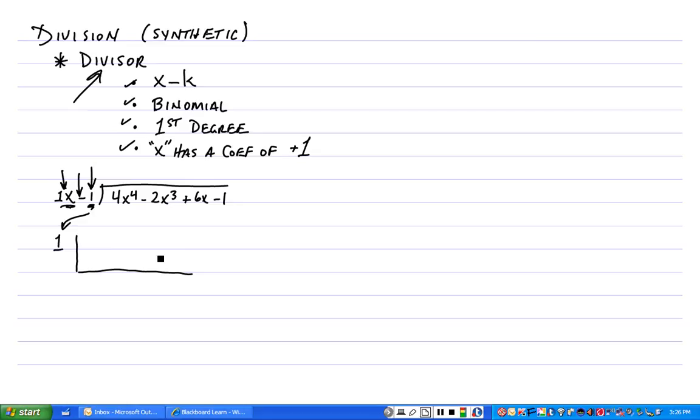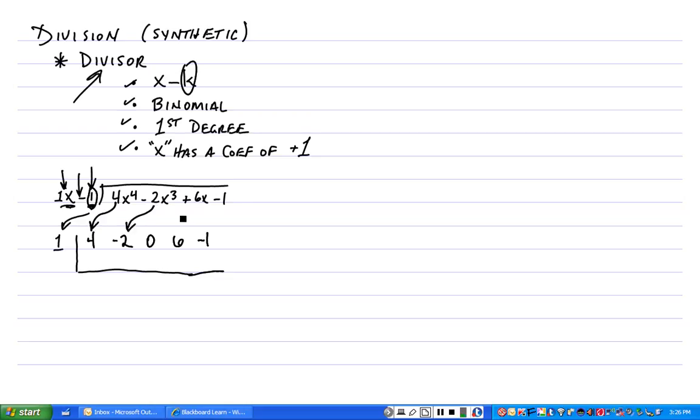Alright, where are we? Okay, so we have this one right here, which comes from our k, x minus k. In this case, there's our k, that 1. So that's where that comes from. And now here, we're going to write a 4. We're going to write a negative 2. We're going to write a 0. We're going to write a 6. And then we're going to write a negative 1. Alright, so let's see. 4 comes from there. Negative 2 comes from there.